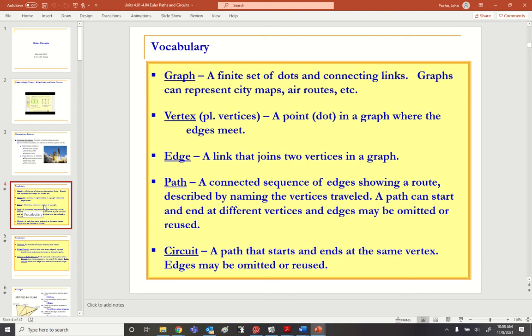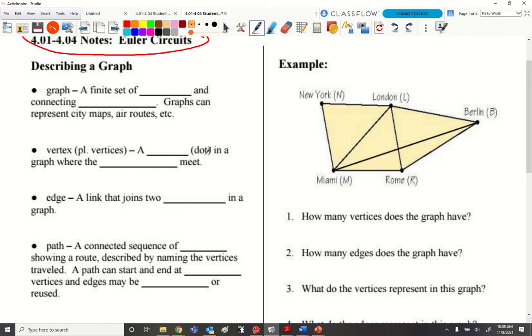All right, so we should be about there by now, right? Are we there? Okay, so we're going to go through and fill these in. Help me out, because I'm going to go over your notes on my paper here. It says graph: a finite set of dots and connecting links. Graphs can represent city maps, air routes, etc.